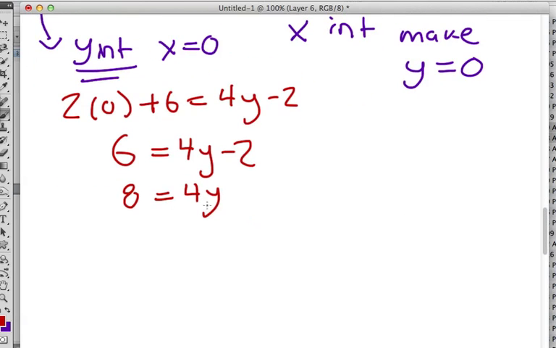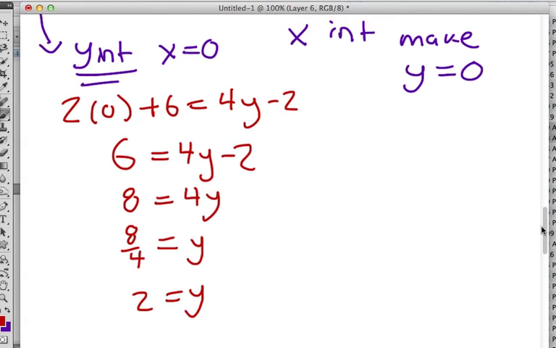Now what do I have to do? Well, I got to divide by 4. So I'm going to have 8 divided by 4, and y will equal 2. And the reason I solve for y is it's the only other letter left. So what else do I have to look for here?